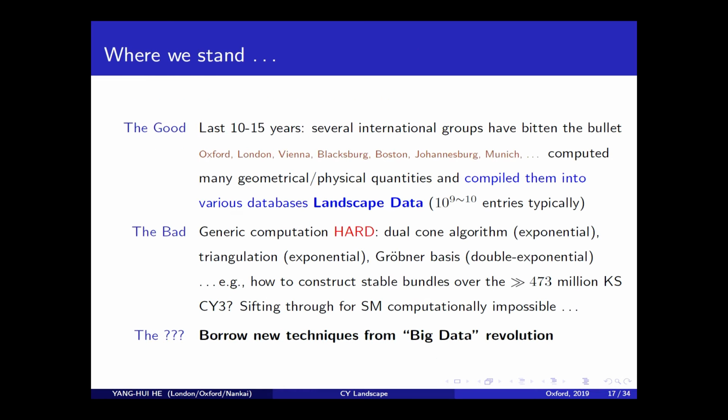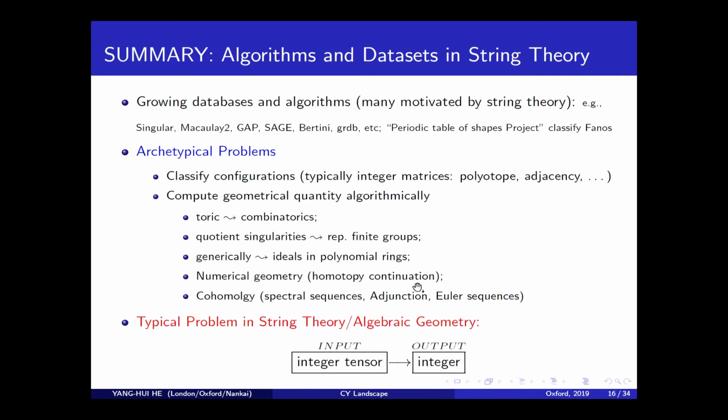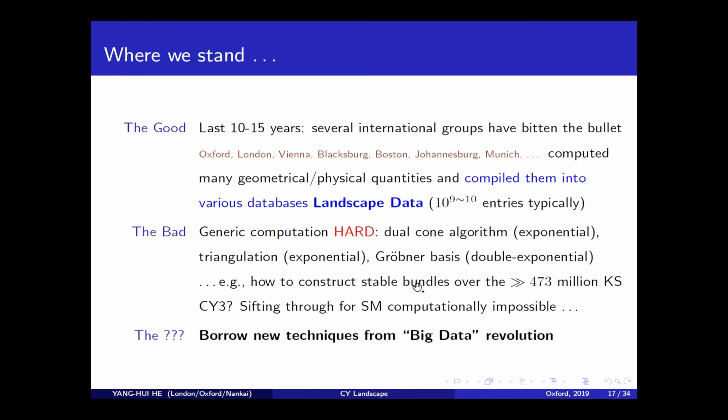So where do we stand? The good thing is, in the last 10 to 15 years, as I said, there is this landscape of data, which is more or less untouched by anybody except this relatively small community of theoretical physicists and algebraic geometers. The bad thing is the generic computation here is very, very difficult.